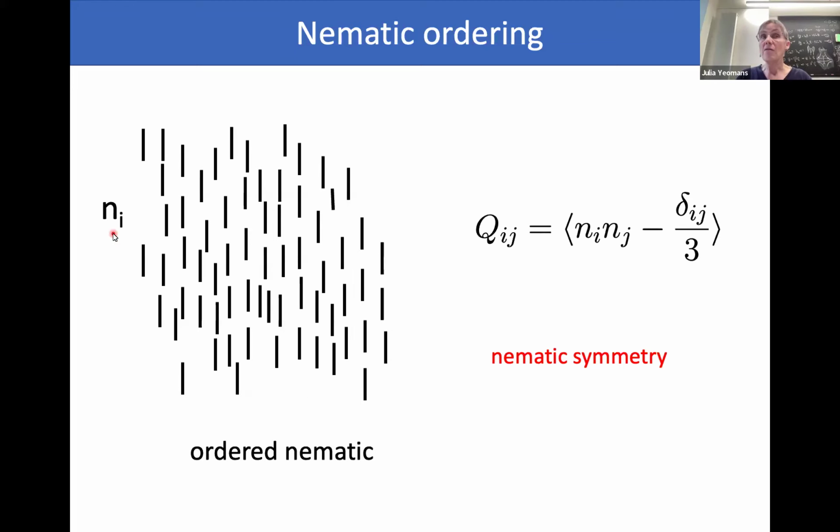Sometimes it's described by the director field, which is just a headless vector in this direction. But what seems to work better is to use a Q-tensor. This Q-tensor is again an order parameter, and it tells you both about the direction of the ordering, the up-down direction, and also about the degree of ordering, how ordered these things are. So these things are very ordered, but often you can have a little bit of nematic order. So there's just a slight tendency to a preferential direction. And these nematics are fluids.